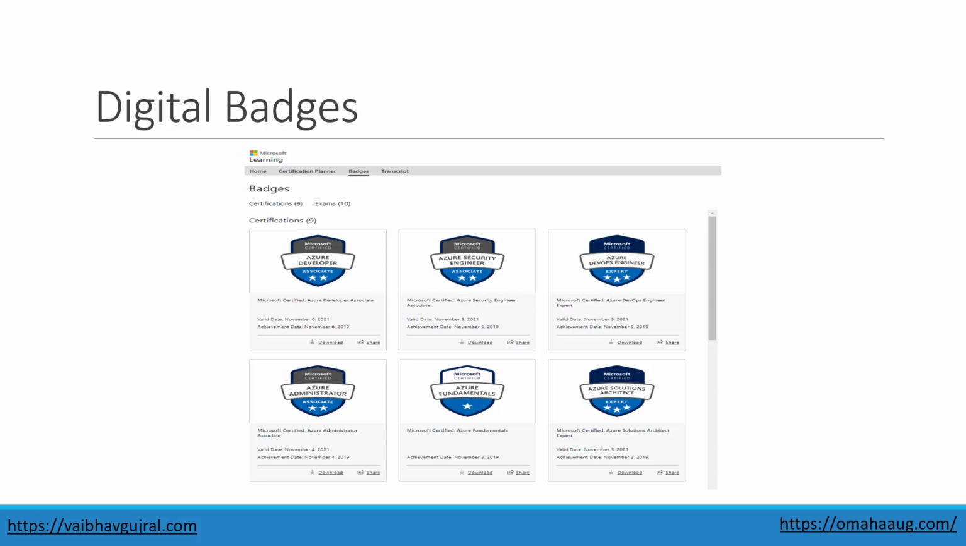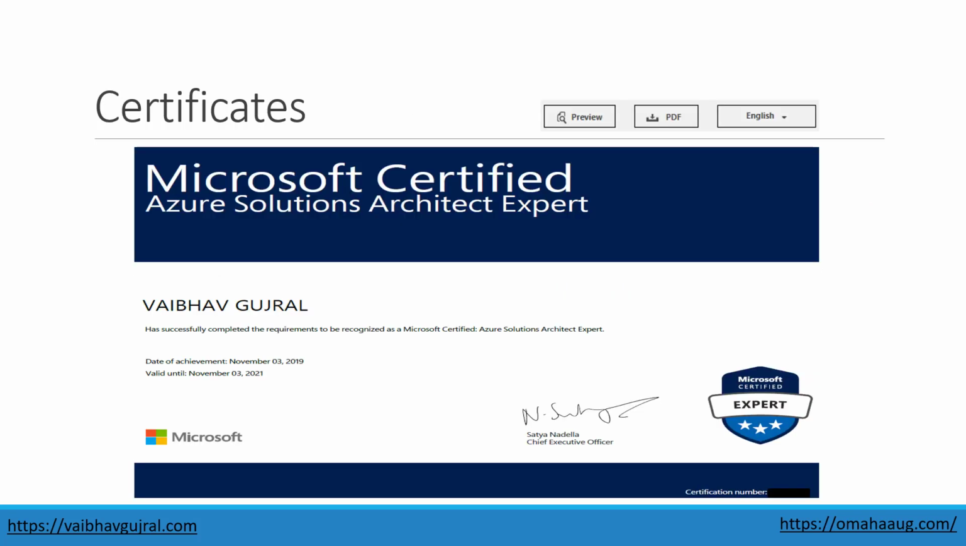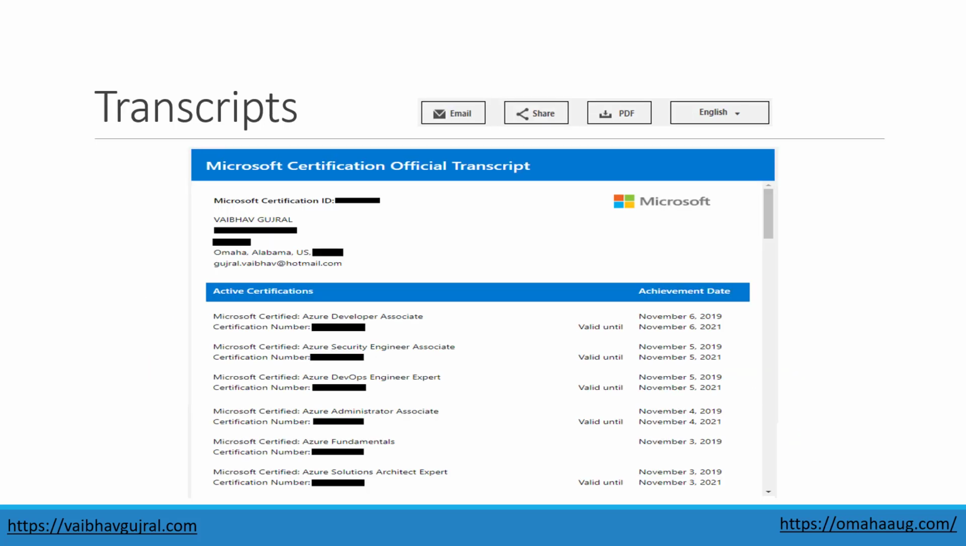When you go into the badges section, it allows you to download all the digital badges for the certifications that you have earned. Microsoft has partnered with Acclaim, which provides a validated credential for your earned certifications, and you can download a digital badge which you can share on social media, embed in your website or your blog. You can download and add it in your resume, or you can email your peers. You can also download the certificates for the certifications that you have earned in digital PDF format. You can also download transcripts showing all the certification exams that you have cleared in the past.